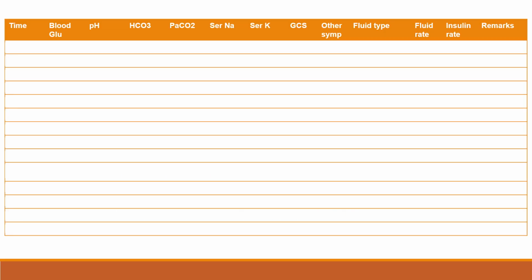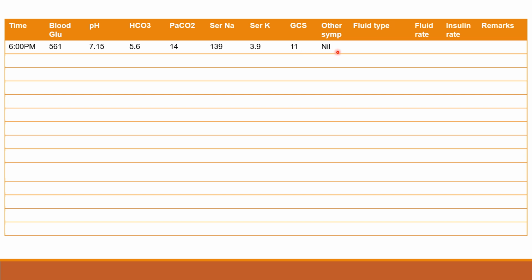So whenever a case of diabetic ketoacidosis comes, you have to immediately maintain a chart like this so that you can do hourly monitoring of the patient and advise the fluid accordingly. So suppose the patient has come at 6 p.m. and blood glucose is 561, pH is 7.15, bicarbonate is 5.6, PaCO2 is 14, serum sodium is 139, potassium is 3.9, GCS is 11, and other symptoms are nil.